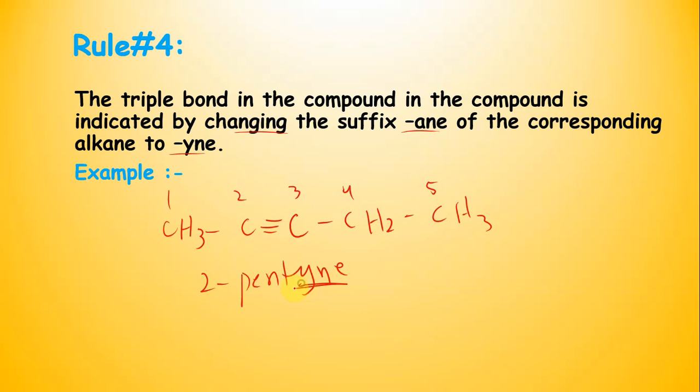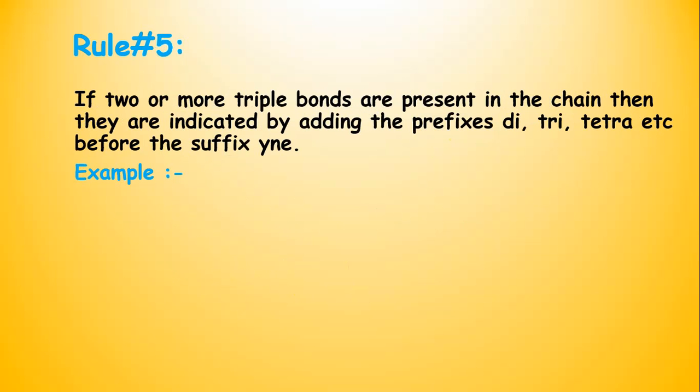We have replaced ANE by YNE and we have not written the ANE. So this is rule number 4. Now rule number 5: if two or more triple bonds are present in the chain, then they are indicated by the prefixes di, tri or tetra. If there is more than one carbon-carbon triple covalent bond, then we add prefixes like di, tri. So this is rule number 5.